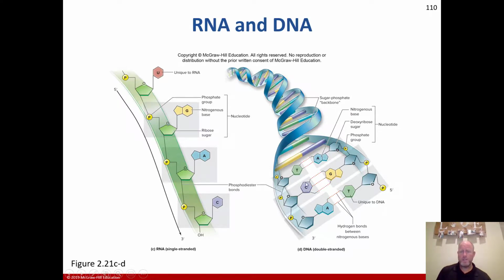This is the DNA double helix, the double strand. You see the hydrogen bonds will be attaching here between the nitrogenous bases, and of course unique to DNA is thymine. Nucleotide here with a nitrogenous base, deoxyribose sugar, phosphate group, and this sugar-phosphate backbone.